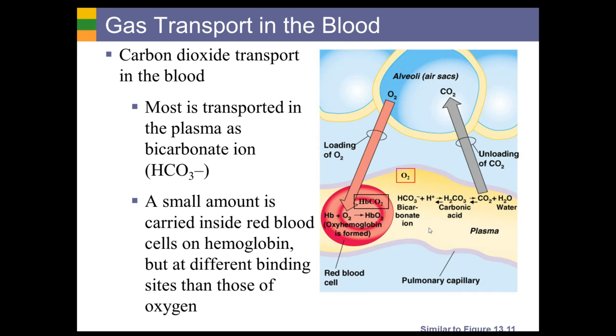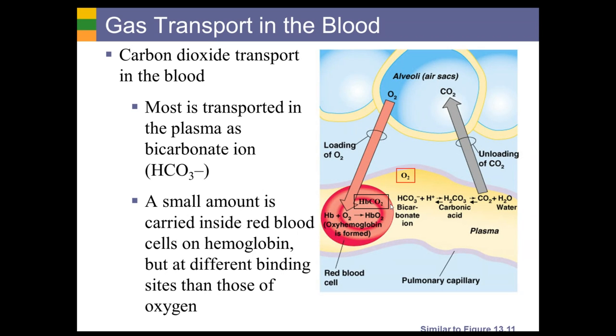Now, a small amount of carbon dioxide does bind to hemoglobin in the red blood cells. But again, it's a small amount, and I've tried to indicate that it's a minor component with the box around Hb. Also, I want you to note that carbon dioxide binds hemoglobin at a completely different location than oxygen. So it's not competing with oxygen for hemoglobin. I want to make that clear. Carbon dioxide is not competing with oxygen for hemoglobin.